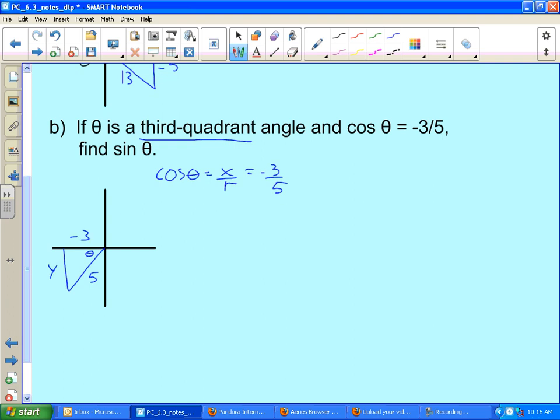I need to find y. So to find y, Pythagorean theorem: the square root of 5 squared minus negative 3 squared. And I get the square root of 16, or 4. So my y is a 4. But it's actually a what? It's a negative 4.